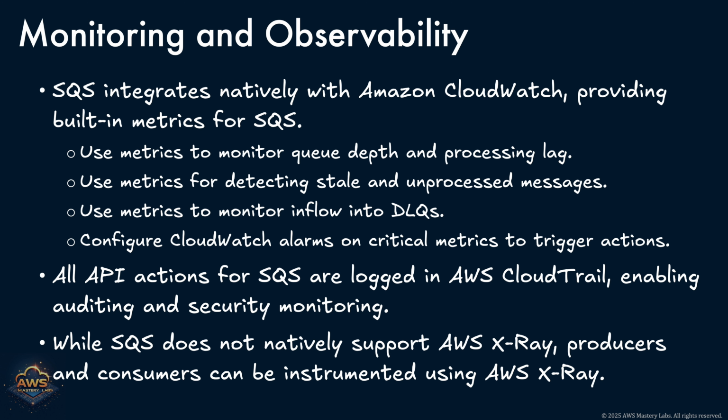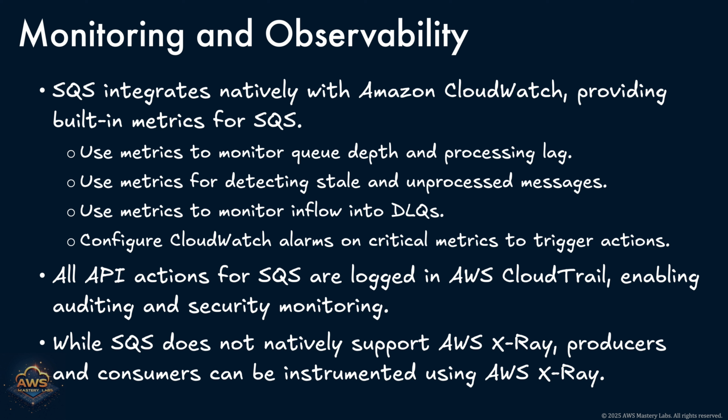For proactive response, CloudWatch alarms can be configured on any of these metrics. Whether you want to trigger an auto-scaling action, invoke a Lambda function, or simply send an alert to your ops team, alarms make it easy to automate your response to performance anomalies.